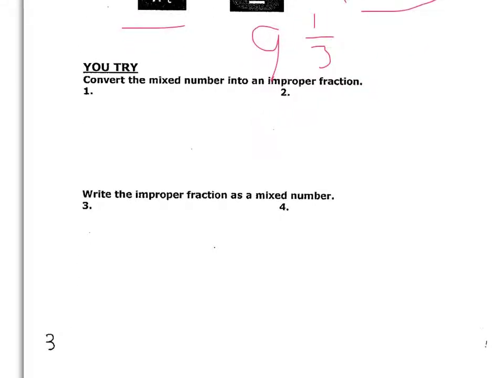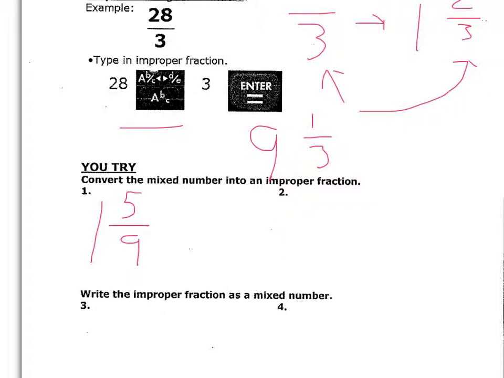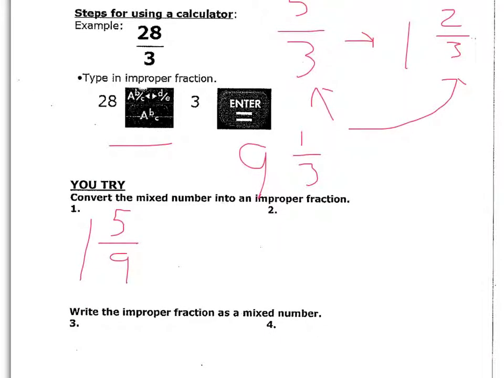Alright, I'm going to give you a couple tries. The first one, we're going to try 1 5/9. Let's go ahead and do this on a calculator. Now what would you want to do if you typed it on a calculator? You would type in 1 ABC 5 ABC 9. Now this gives you what should look like this on your calculator. You should have 1 and 5/9.